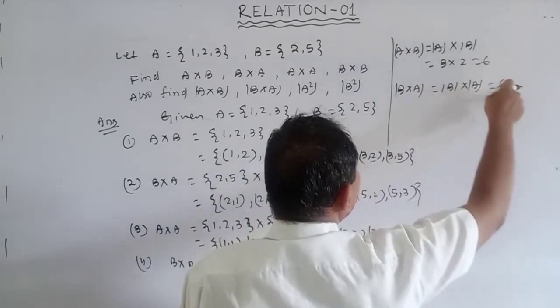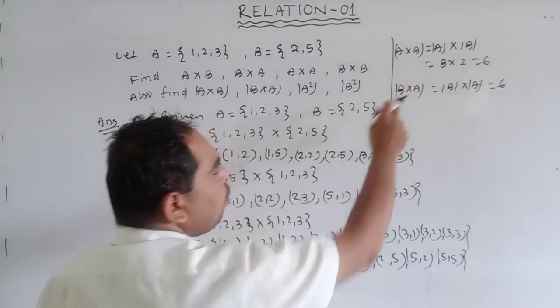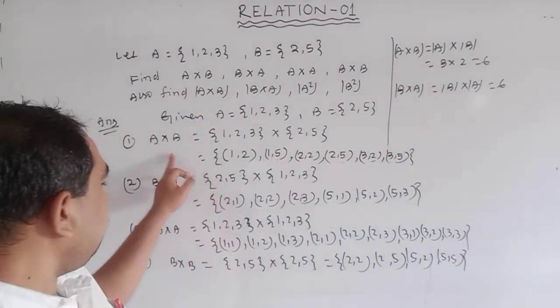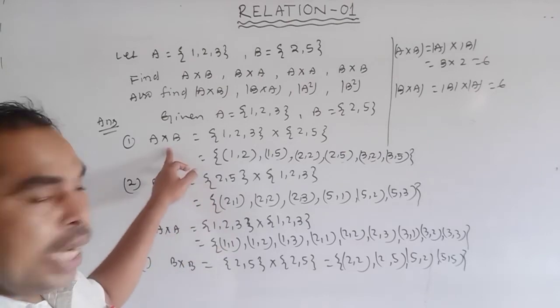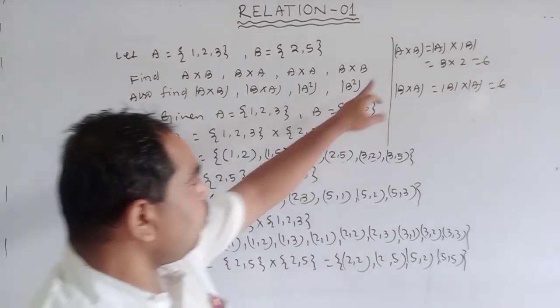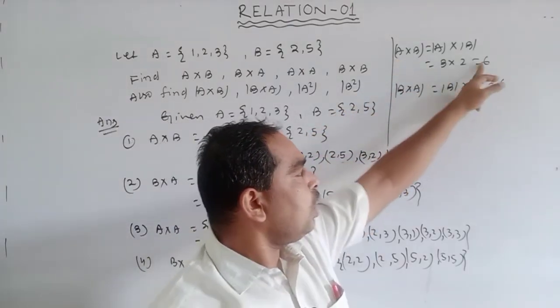So you see, mode of A into B is equal to mode of B into A. But A into B is not equal to B into A, whereas mode of A into B is equal to mode of B into A.